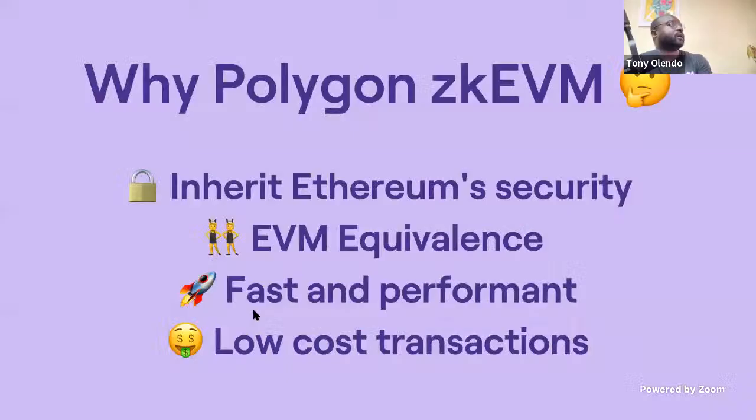So why would you use the Polygon zkEVM? You inherit Ethereum security. You have almost full EVM equivalence. There are certain opcodes and different things that we still don't yet support, and if you check out our wiki, it has information around that. So you could go and check that out.